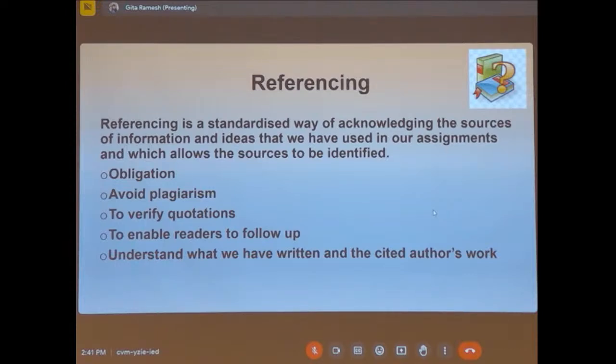But please remember, whenever you are doing referencing, you should avoid plagiarism. You should verify whether the quotations, whatever you are using, are right. It will also enable readers to follow up whenever you are quoting or citing the reference. And lastly, you will understand what we have written and cited the author's work. That is why we have to undertake referencing.